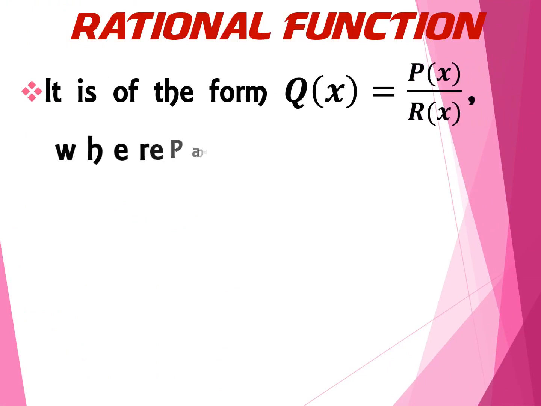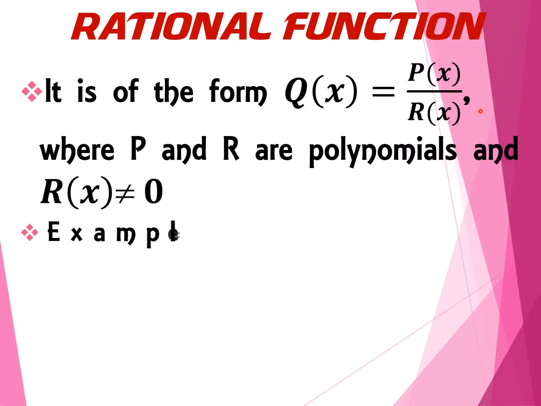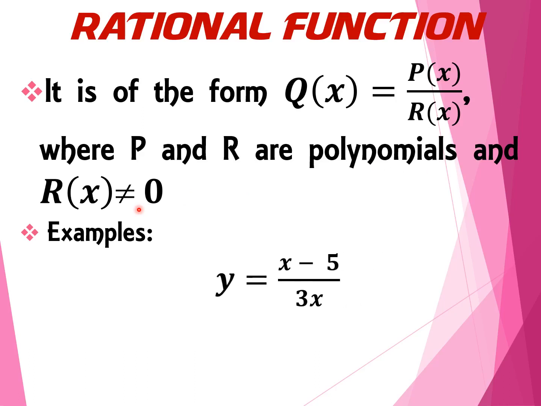Lastly, we have the rational function. It is in the form q of x is equal to p of x over r of x, where p and r are also polynomials and r of x should not be equal to 0. For example, y is equal to x minus 5 over 3x, or f of x is equal to 4x plus 5 over x minus 4.